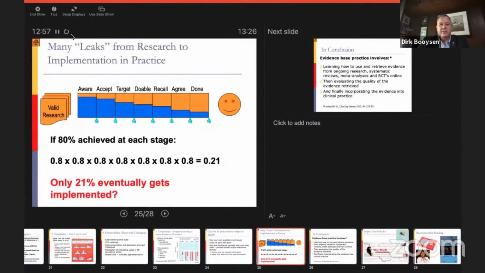And also be aware there are many leaks from research to implementation in practice. So if you look at that little scale there, there are the different steps research goes through: aware, accept, target, doable, recall, agree, and done. And if 80% is achieved at each stage, you're only going to implement about 21% of that research into practice eventually. So remember all the leaks along the way when valid research gets published.